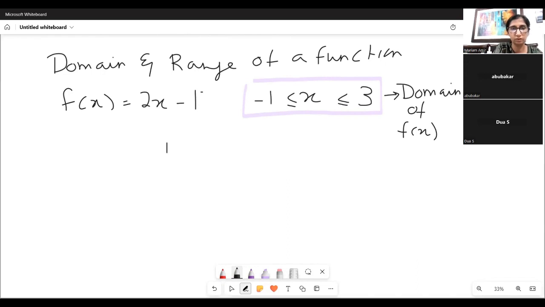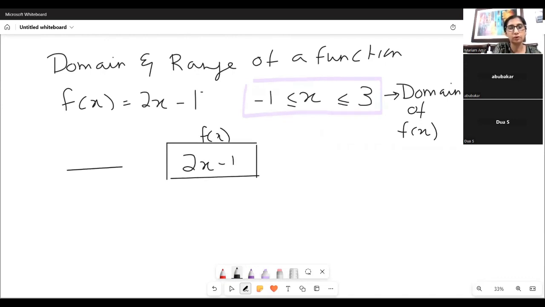So let me just draw. This is f(x), which is 2x minus 1. And the allowed input values are -1, 0, 1, 2 and 3, and obviously the values in between like 2.01 and 1.1 will also be there, but I've just written integer values. So these are the integer input values of the function.